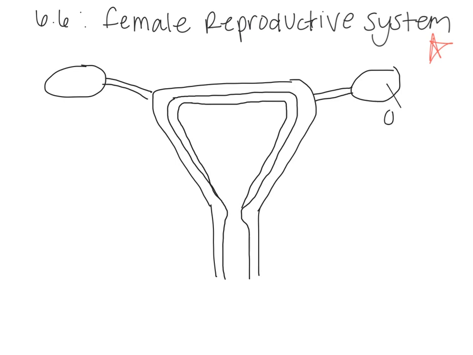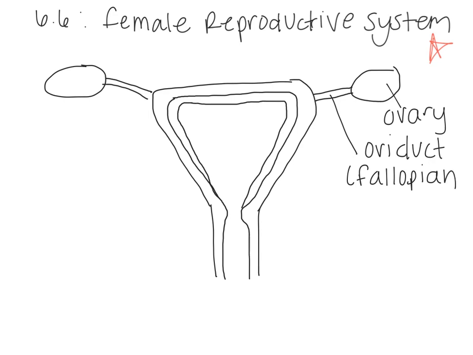So again, we have the ovary. We have the oviduct, or you can call that the fallopian tube. Either is acceptable. Then we have this thick muscular wall of the uterus. Lining the uterus is that highly vascular tissue that the embryo is going to implant on later on if the woman becomes pregnant, and that is called the endometrium.